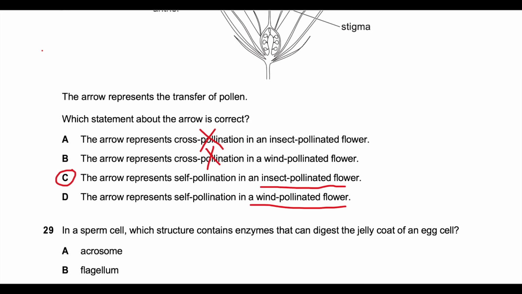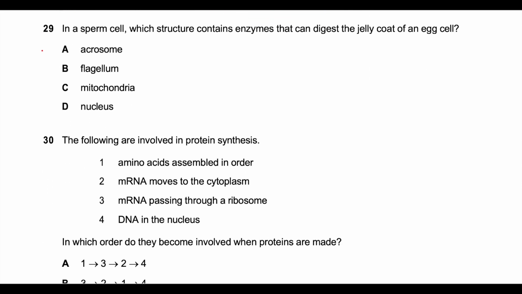Let's answer question number 29. In a sperm cell, which structure contains enzymes that can digest the jelly coat of an egg cell? Direct, simple question. Sure, it's the acrosome at the top of the sperm head. No need to read the rest. So it's acrosome. Please, just go back and learn the main parts of the sperm.